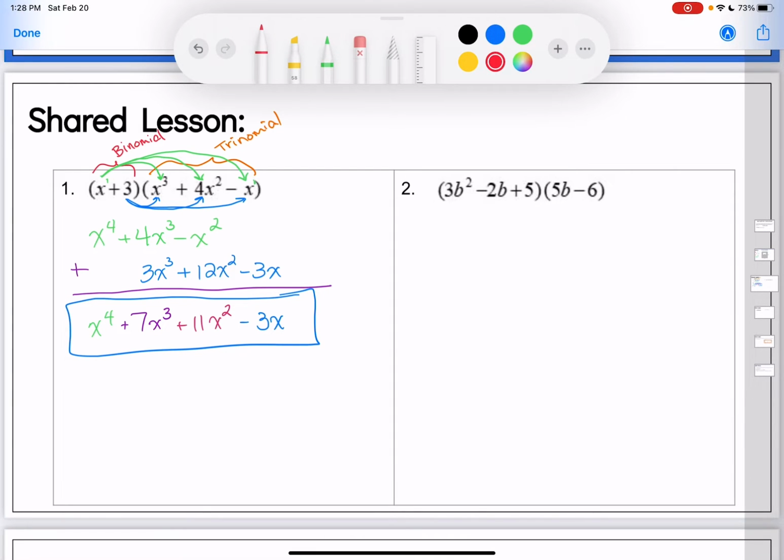I can take this first, right? I'm just going to have 3 things that I distribute into my binomial. So I could just start with the way it is. So I'm going to take this 3b squared, multiply it by 5b, give me 15b to the third. 3b squared times negative 6 will give me negative 18b squared.